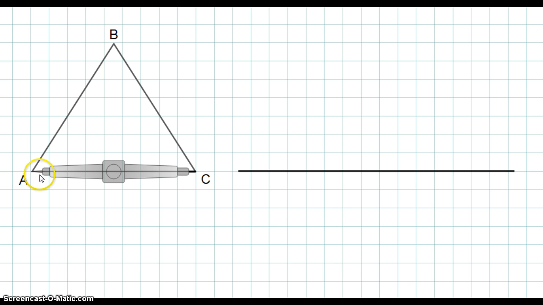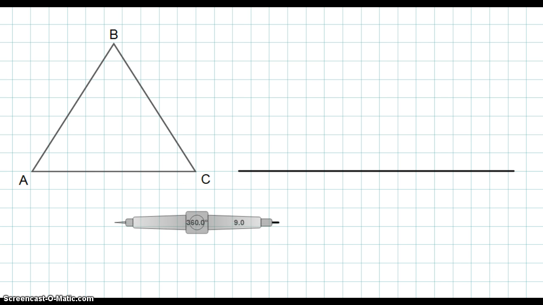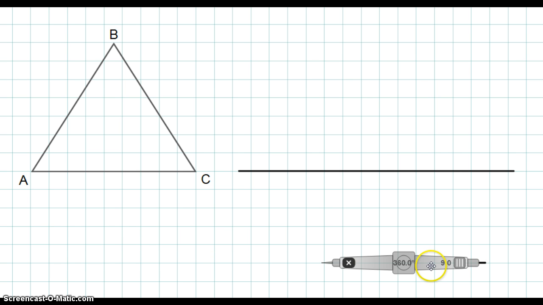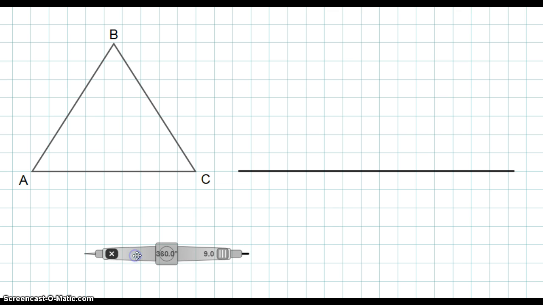Here we go. So I've set the tip of the needle right there on that point. And I've set the tip of the pen over here on that point. Now if I remove the compass, this distance should be the same as the distance of AC.